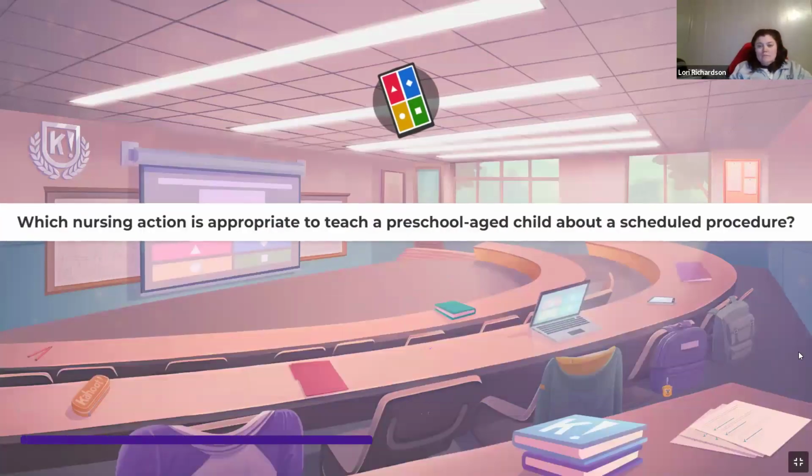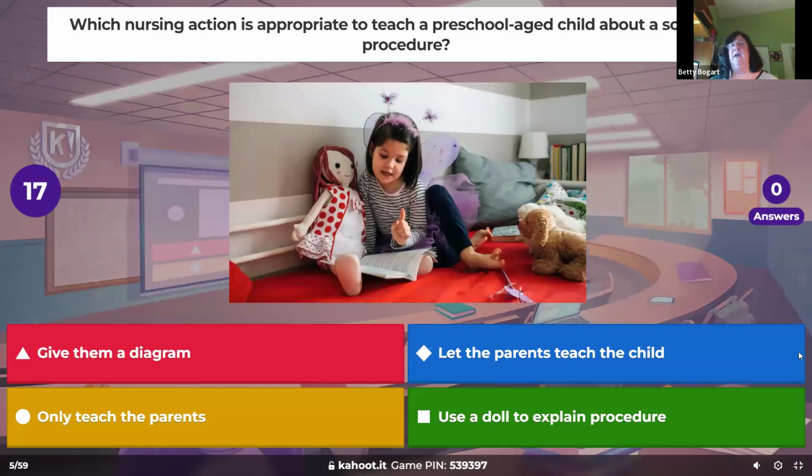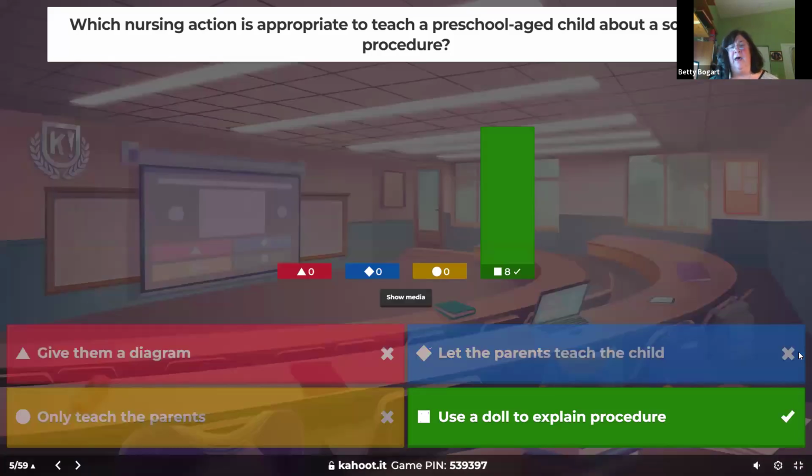Which nursing action is appropriate to teach a preschooler about a scheduled procedure? You have a kid, ages 3 to 6, who needs to go get a procedure. How are you going to teach? Because these children need to be taught what's going to happen. They'll be a lot better of a child. And yes, use a doll. Then let them touch the doll, touch the equipment, make it less threatening. And this is all on their developmental level. Okay?